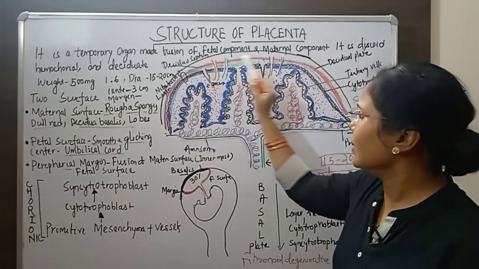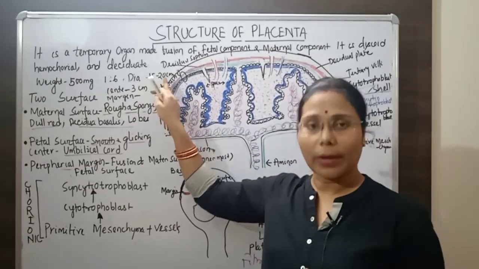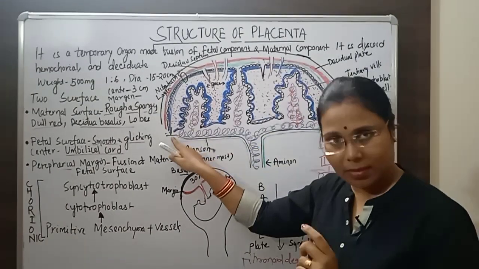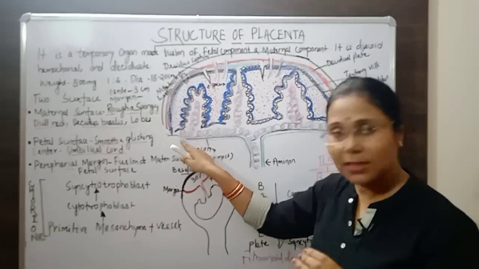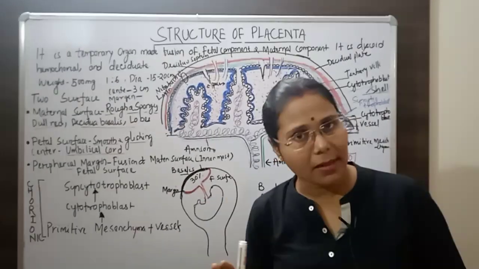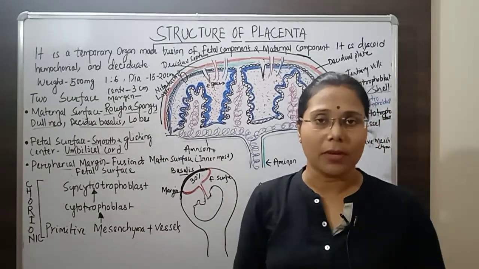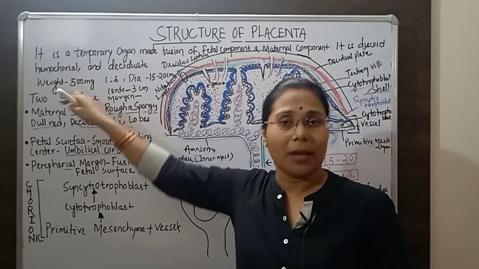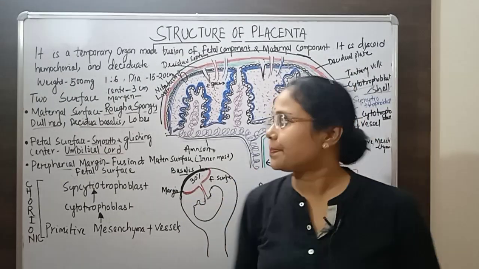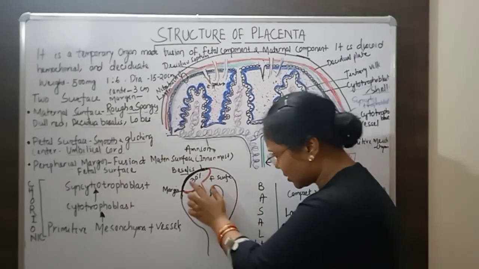As it is discoid in shape, its diameter is around 15 to 20 centimeters, and it is thicker at the center, while the thickness is reduced at the margin or peripheral layer. Its weight at term is around 500 grams, in a ratio of 1:6 with the fetal weight. So if the placental weight is 500 grams, then the fetal weight must be 3 kg. So this is the structure of the placenta.